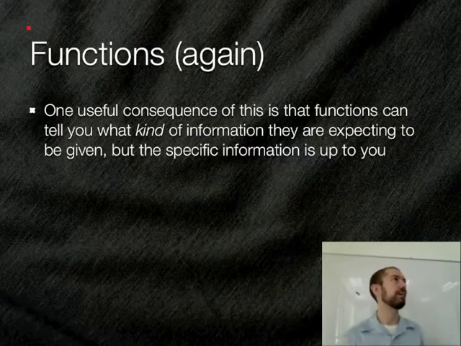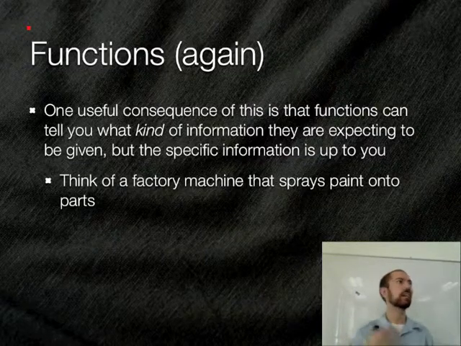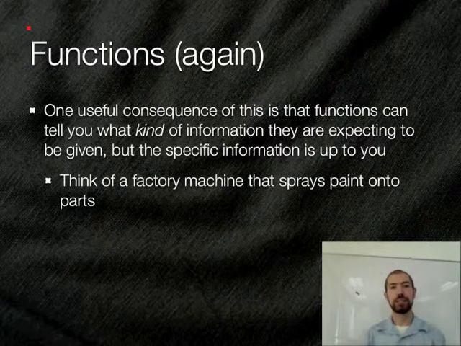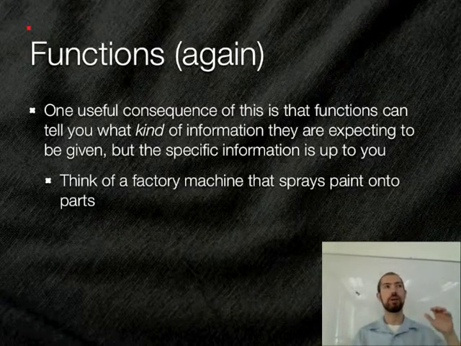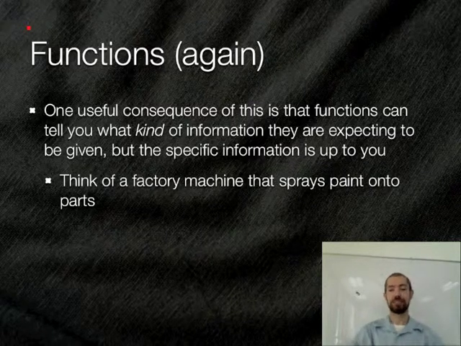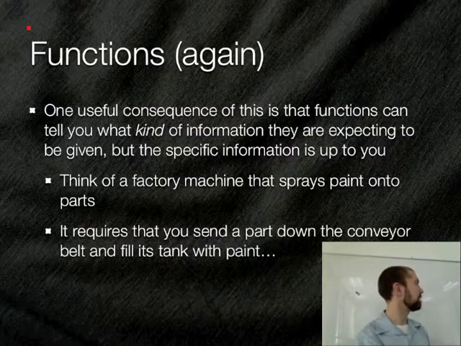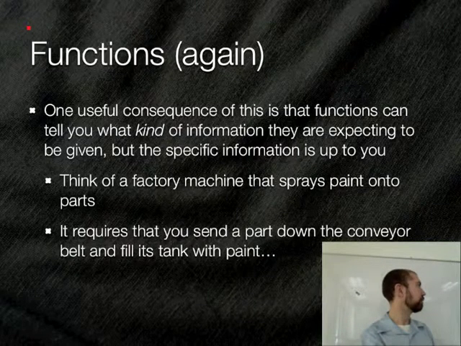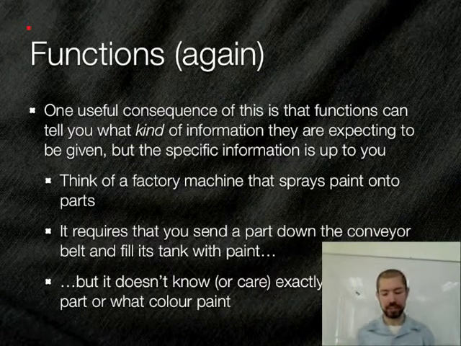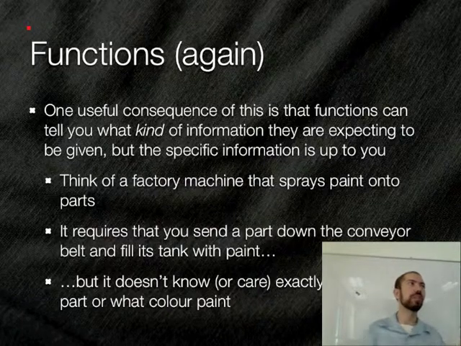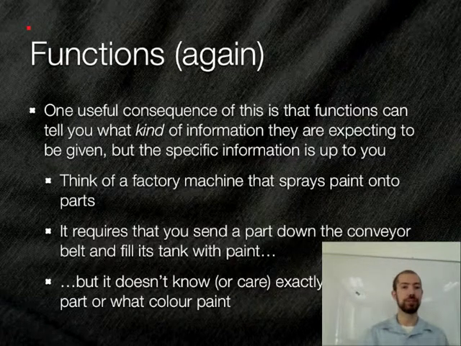So the analogy that I'm making here is, think about a factory machine, now that's a painting machine. So you send a part in on like a conveyor belt and it paints it, right? And this is a painting machine. It knows that it paints. It knows that it needs two types of input, a thing to paint and some paint, right, to hold in its paint tank. So the requirement of this thing is that you send a part down the conveyor belt and you fill up the tank with paint, but it doesn't know or care exactly what the part is or what color the paint is. It just knows that whatever you send down that conveyor belt gets paint sprayed onto it, and then it returns a painted part back to you, right?